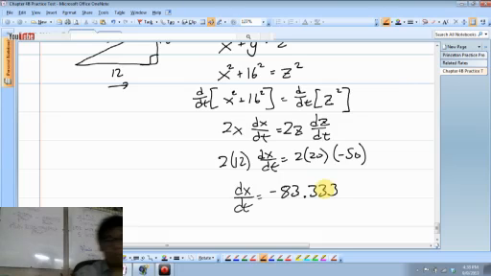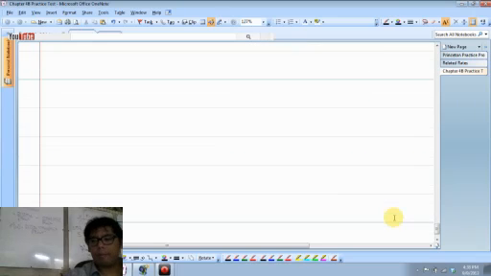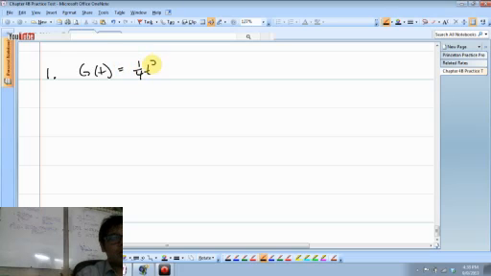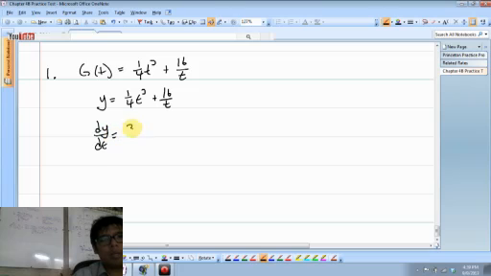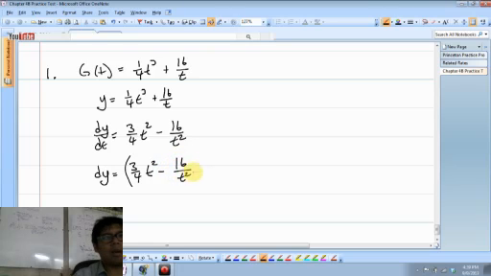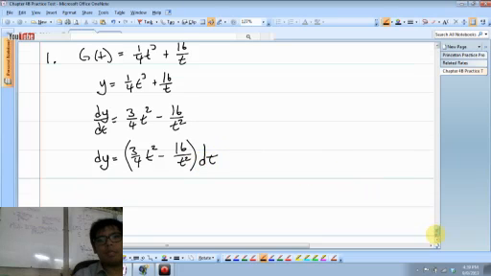Okay. Question 1. g(t) is 1/4 t cubed plus 16 over t. So we want the differential. So y is equal to 1/4 t cubed plus 16 over t. dy/dt is 3/4 t squared minus 16 over t squared, which means dy is equal to 3/4 t squared minus 16 over t squared times dt.